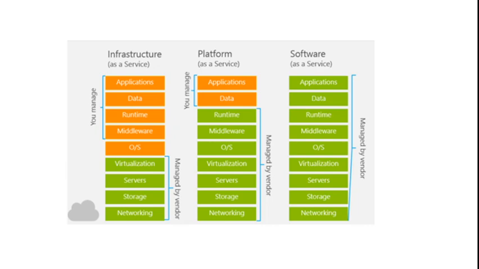So here you can see the difference between infrastructure as a service, platform as a service, software as a service. In case of infrastructure as a service, you have to only take care of application, data, runtime and the middleware. In case of platform as a service, only application and data are what you are worried about. Otherwise, all the things are taken care of by the vendor itself. And in case of software as a service, we just have to use the software and all the things are taken care of by the vendor.